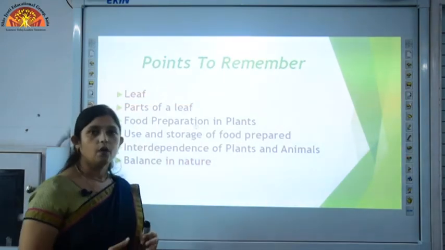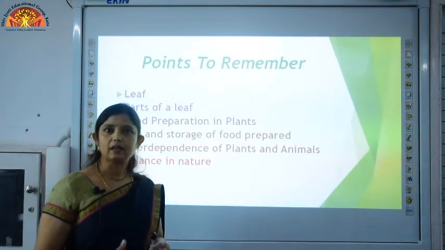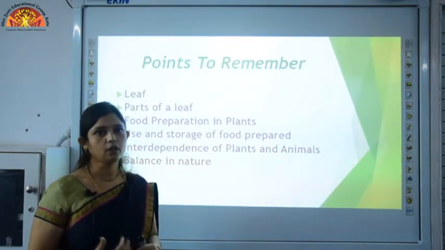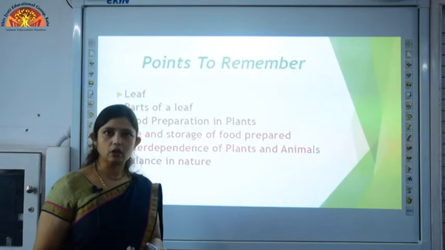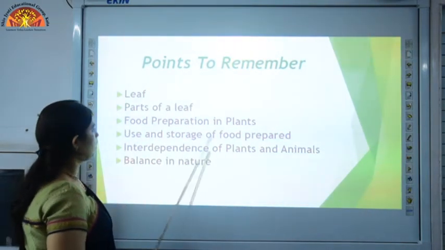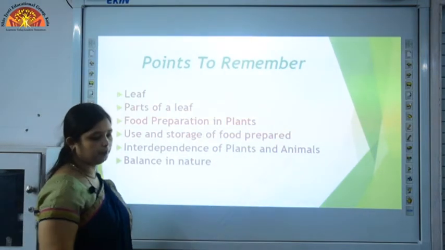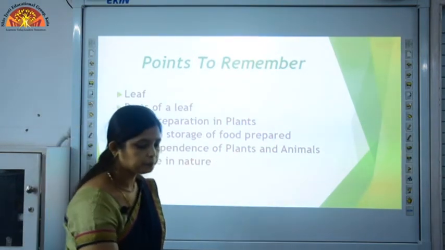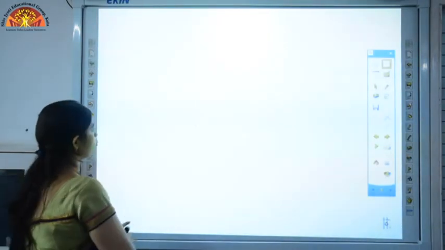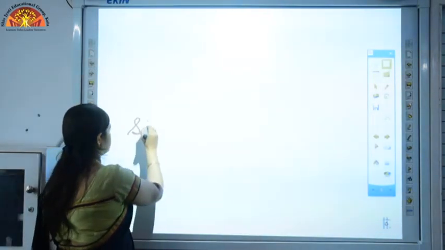Now students, when food is prepared by the plants, they give out oxygen, which is very useful for all the living organisms, because we need oxygen for breathing. Now we come to the next topic, that is use and storage of food prepared. So students, when food is prepared by the plants, it is prepared in the form of simple sugars.